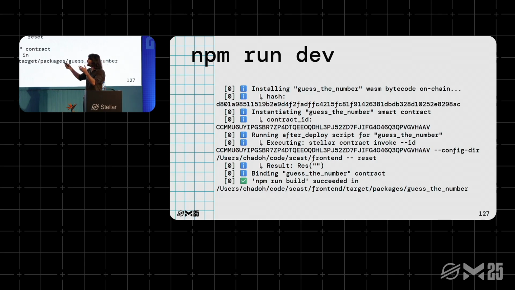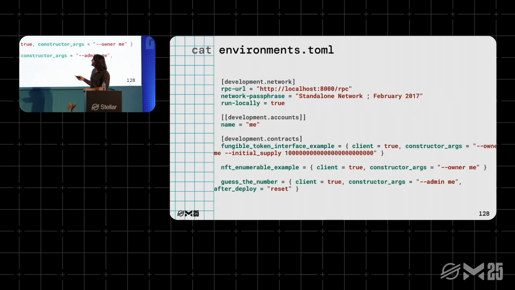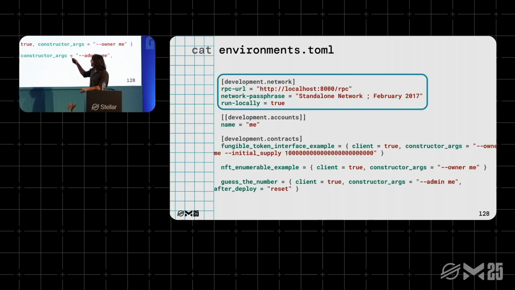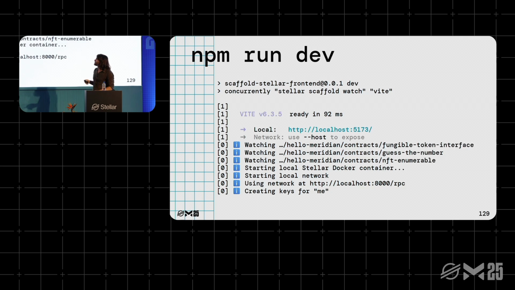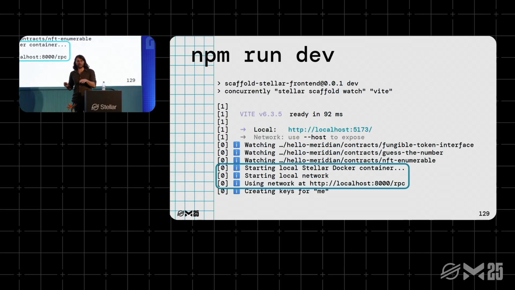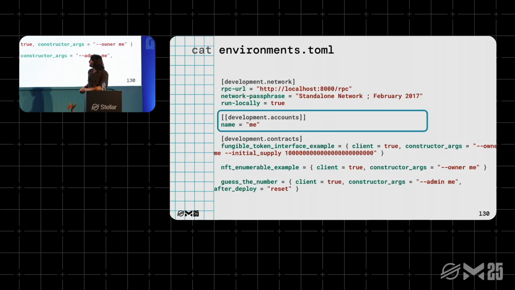Well, these settings live in a file called environments.toml. And if we zoom in here we've got a development network setting where we tell it to use the local network. That is why it says, okay, I'm going to start the local Stellar Docker container. I'm going to wait for the network to be healthy so that you don't have to know how to do all this stuff. You just run Stellar Scaffold watch, and it takes care of all of it for you. You can set up development accounts.